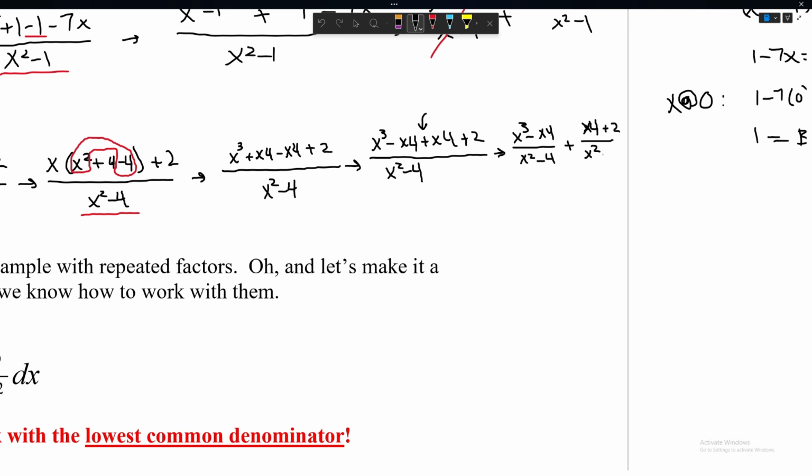Right? I still haven't changed anything. I just split it into 2 parts using this plus in the middle. Now what I can do is, I'm running this here because I'm running out of space. My x^3 and x^4, I can pull out an x. There's x's in 2 places. So I pulled out an x, so this would just be 4.